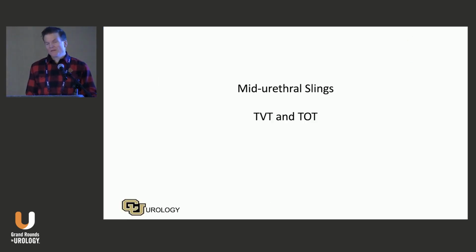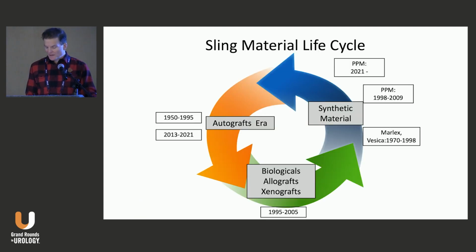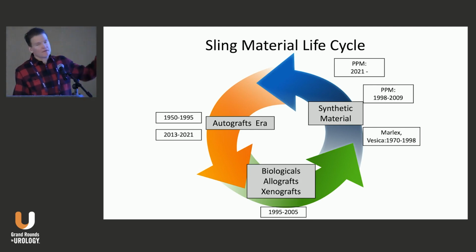So what about TVT and TOT? This is a fun slide that I've shown for many years. And if you look at where we're at now, we're kind of over the mesh controversy, and now we're back to doing mesh again. And there was a period of time where people went to autologous and allografts. When we went around the circle the second time, we skipped the biologics. This time, people really didn't go back to biologics. They went from autologous back to mesh.